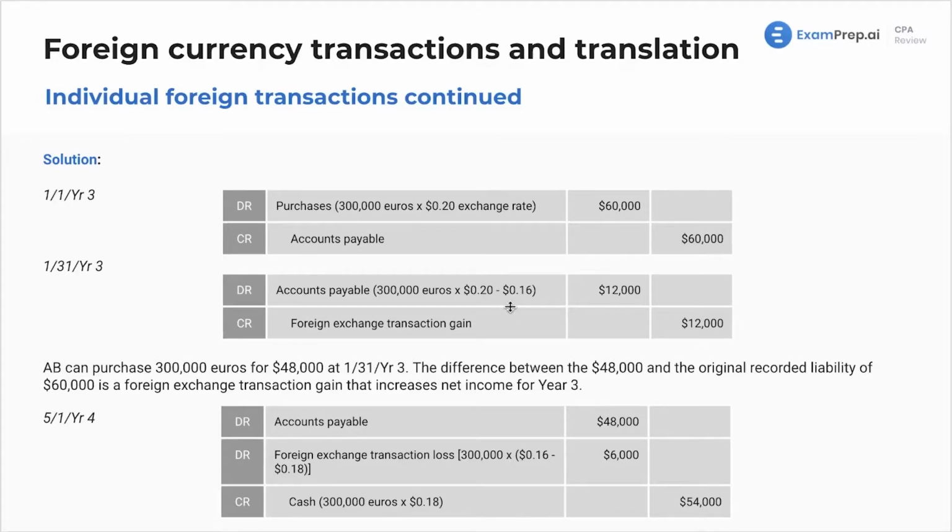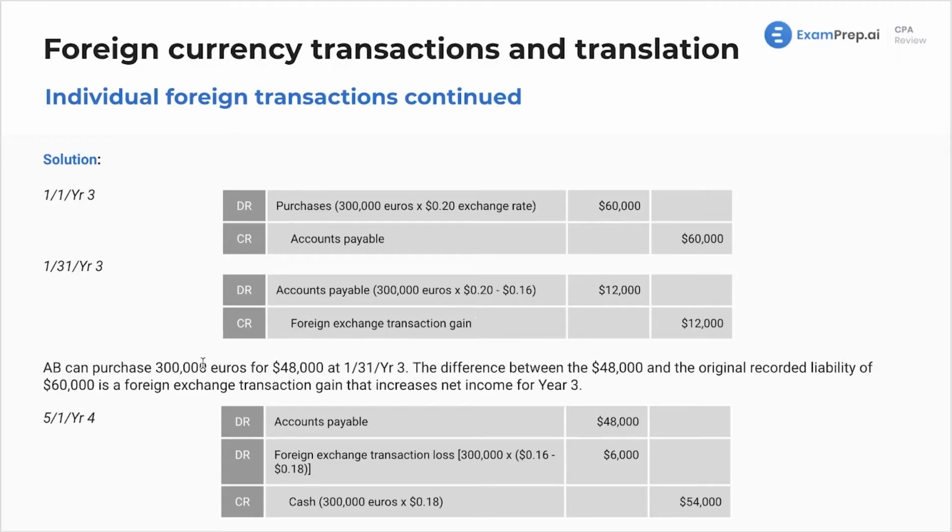We are essentially recognizing a little bit of a gain here because what happened? Well, we got a little bit more value from the exchange rates. We increase in value. Awesome. Now, what are we seeing here? AB can purchase €300,000 for $48,000 at 1/31 year 3. That's the difference here. The difference between the 48 and the original recorded liability of $60,000 is a foreign exchange transaction gain that increases net income for year 3. So right here, we didn't really mean to do that. Whoopsie, but the value changed and we made some money. We made $12,000. Good for us.